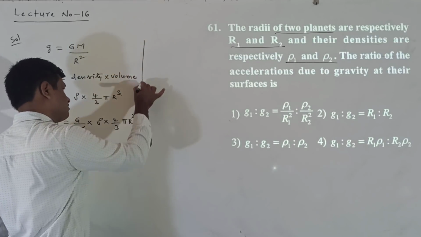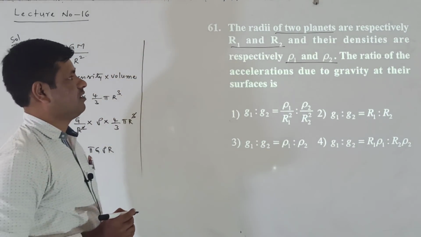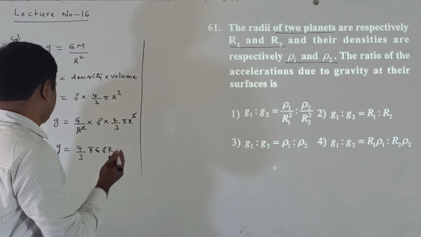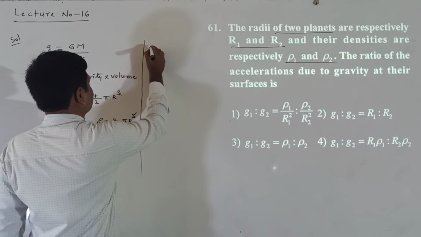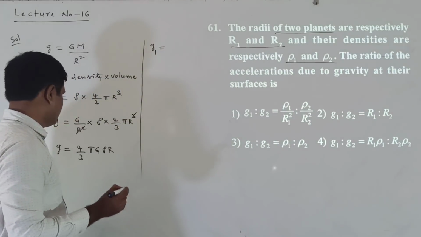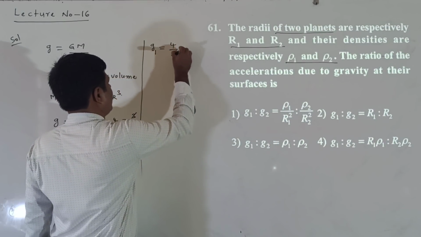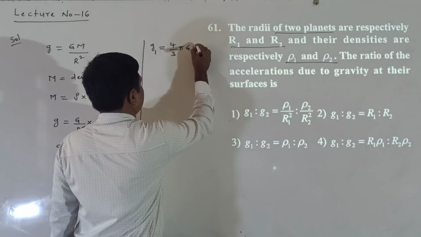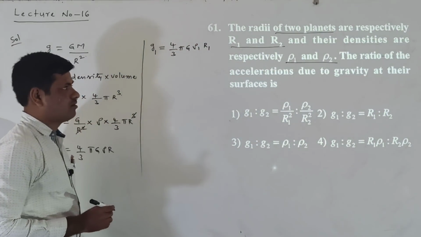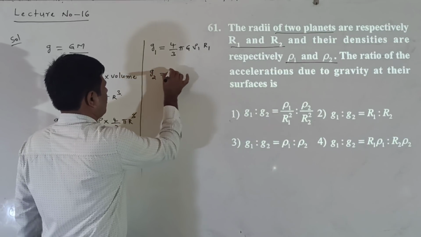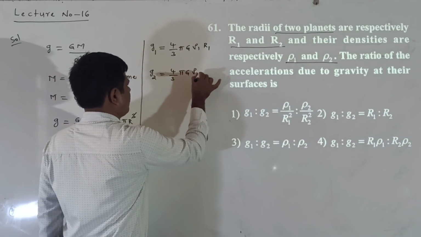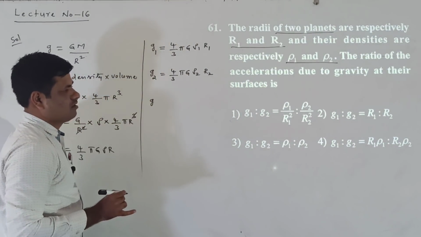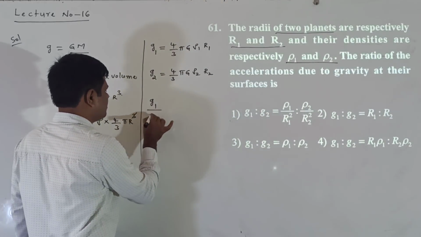Now, the densities and radii are given, r1 and r2. For the first planet, the acceleration due to gravity g1 is equal to 4 by 3 pi G, which is constant, times the first planet's density rho 1 and its radius r1. For the second planet, g2 is 4 by 3 pi G rho 2 r2. Now I want to find g1 by g2. The ratio is asking g1 is to g2, which means g1 by g2.